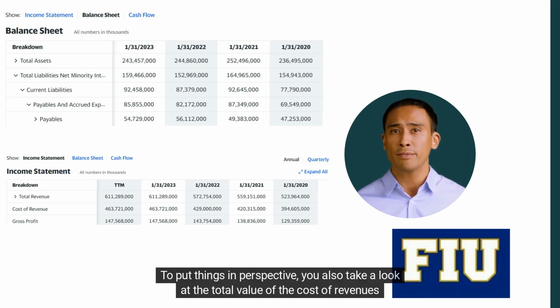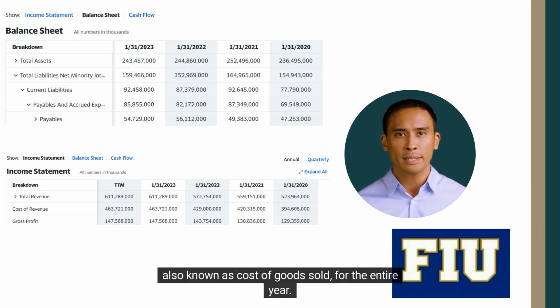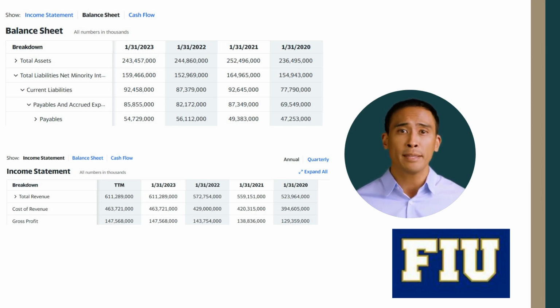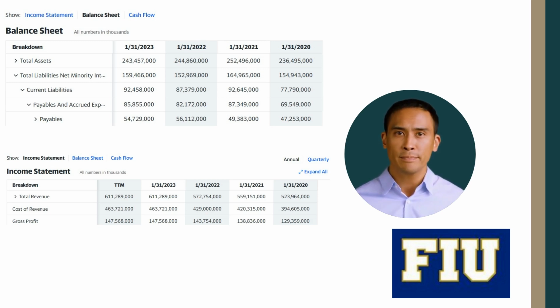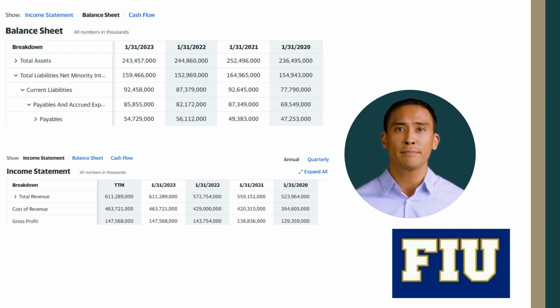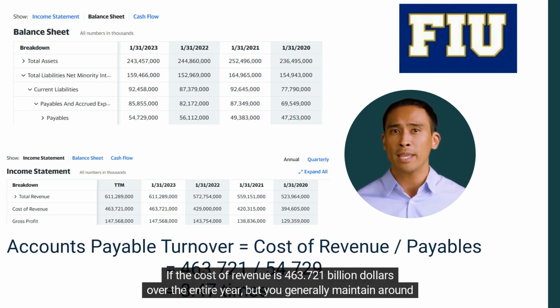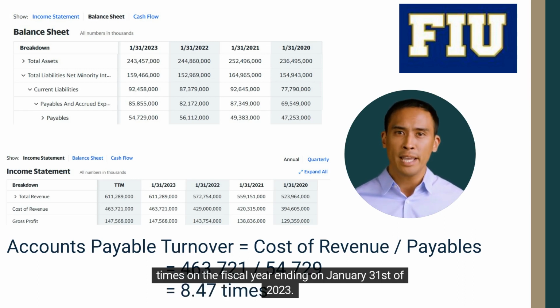To put things in perspective, you also take a look at the total value of the cost of revenues, also known as cost of goods sold, for the entire year. This value is $463.721 billion. You can find that value in your income statement under the account named cost of revenue. If the cost of revenue is $463.721 billion over the entire year, but you generally maintain around $54.729 billion in payables outstanding, it roughly means you paid your supplier invoices around 8.47 times on the fiscal year ending on January 31st of 2023.